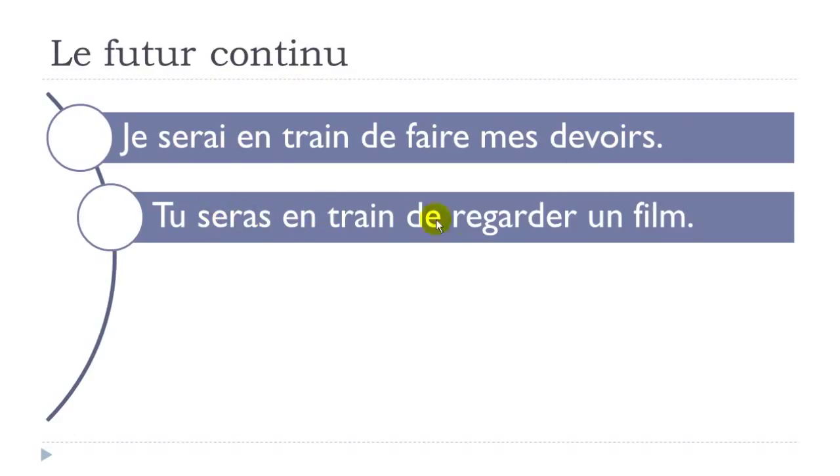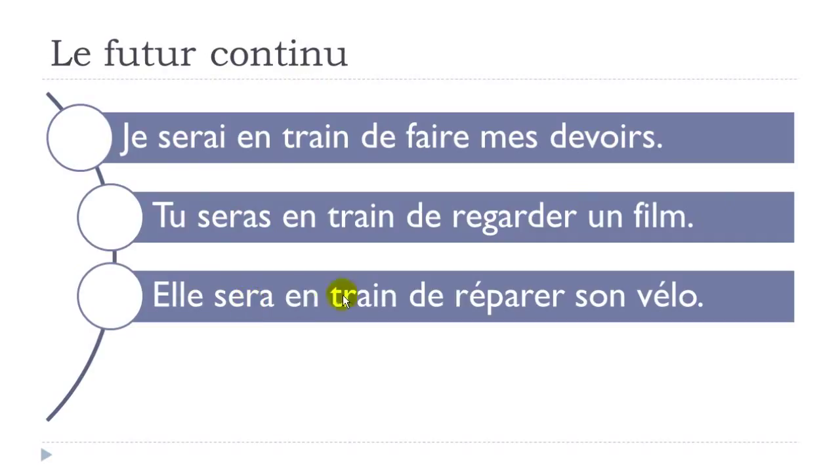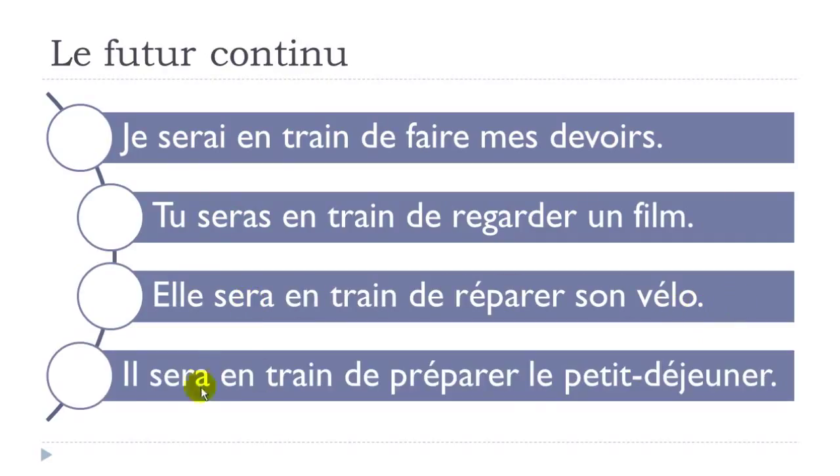Tu seras en train de regarder un film. Elle sera en train de réparer son vélo. Il sera en train de préparer le petit déjeuner. Okay, so as you can see, the only thing that will change here is the verb être. So it should be at the futur simple form, so the real future. Okay, here, here, and here.